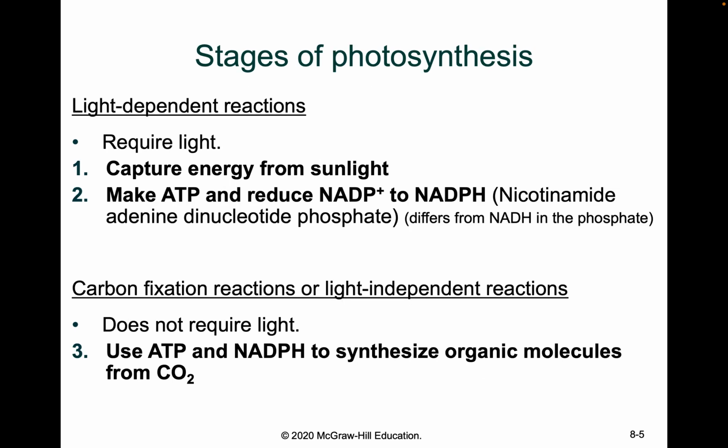So let's talk a bit about photosynthesis. Photosynthesis is actually divided into two parts. The first part is the light-dependent reaction, where it requires light. You need light, and what we do with this light is, because we know light can be a form of energy, we use light that's mostly coming from the sun as energy.